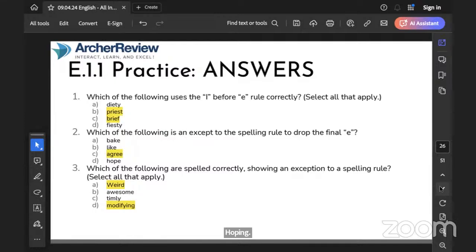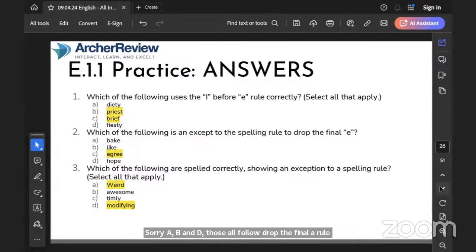H-O-P-I-N-G. There we go. I don't know why that P stumped me for a second. But so it follows the drop the E rule. It's not an exception. So A, B, and E, nope. A, B, and C, nope. Try it again. Third time's the charm. A, B, and D, there we go. Whew. Sorry, y'all. A, B, and D, those all follow drop the final E rule.